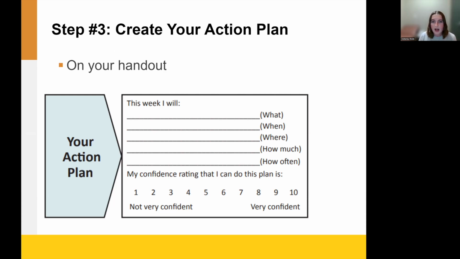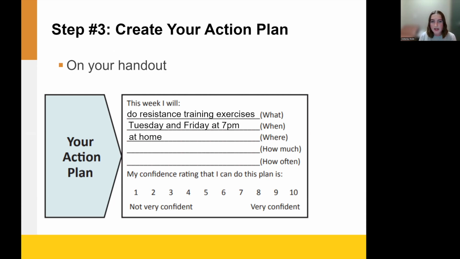So this week I will what? I'm going to do resistance training exercises. And the when would be Tuesday and Friday at 7 p.m. So pick a day, pick a time for your exercise. If you really struggle with motivation, you could put it in your calendar just like any other appointment, right? Treat your exercise as an appointment. Tuesday and Friday at 7 p.m. That's when I've selected to do my resistance training workout.